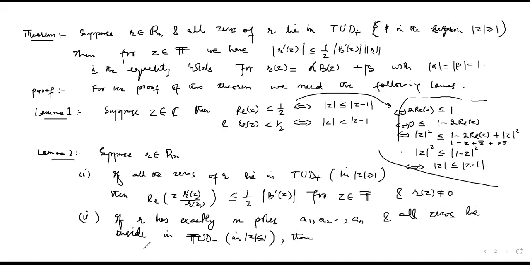this is a bit lengthy. The real part of the same thing, z into R dash z divided by R of z, is greater than or equal to 1/2 modulus of B dash z minus 1/2 into n minus m, for z again belonging to T and R of z not equal to 0.